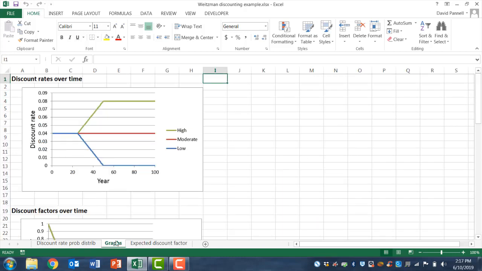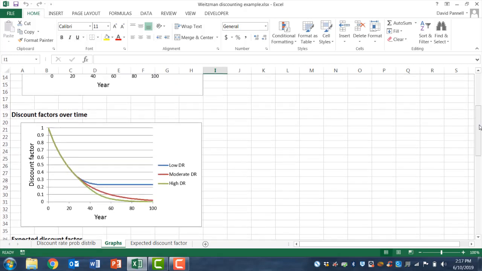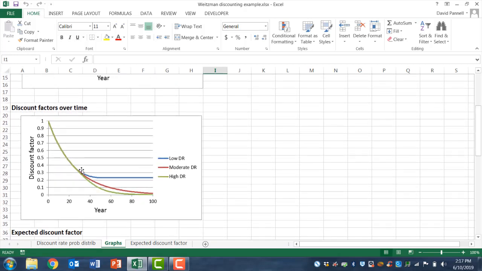You can see how the discount factors evolve over time for the three different scenarios in this graph. The low discount rate means that the discount factor stays high, whereas in the high discount rate scenario, the discount factor continues to fall. Clearly we've got these three different scenarios, and because of the way that I've represented the uncertainty as not really starting until after year 25, they only start to diverge after that time.